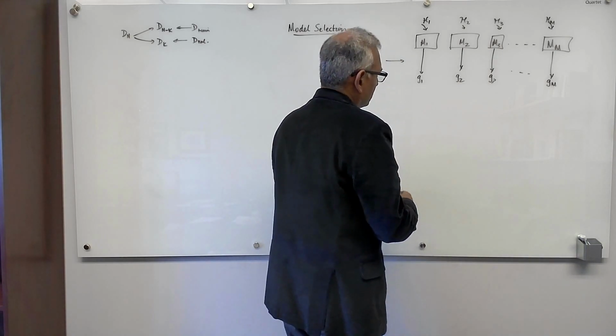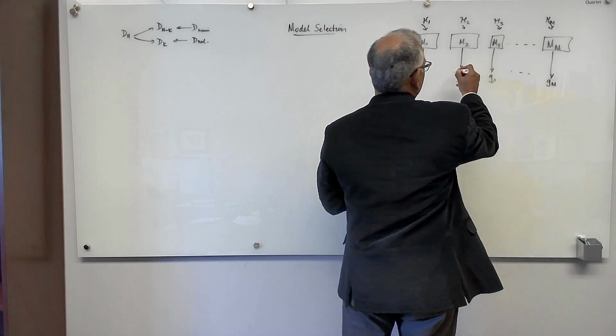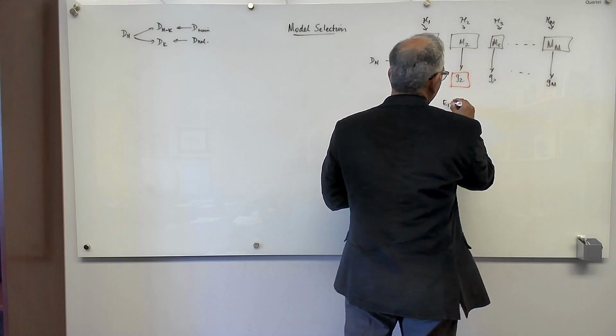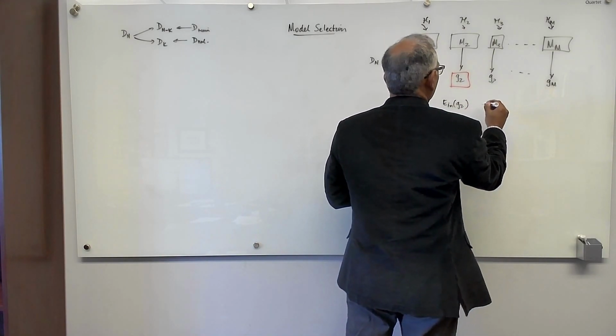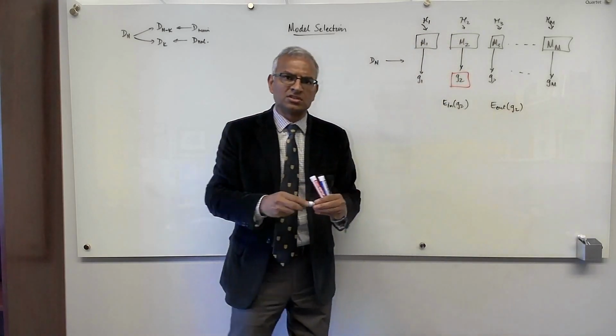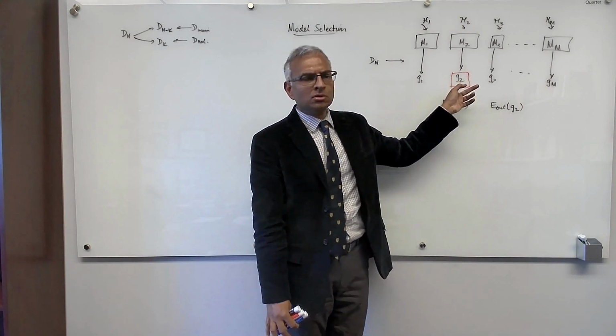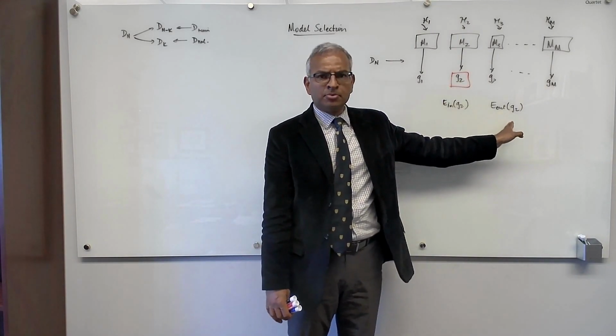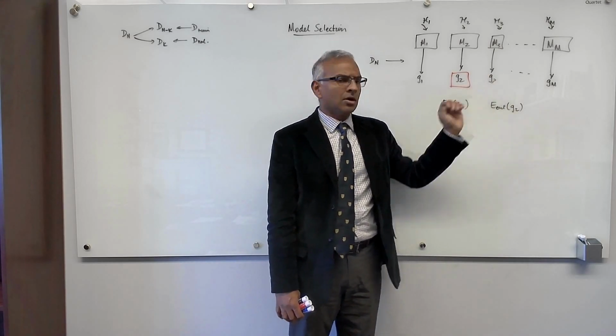So I pick one. Let's say this guy wins. I pick this guy, and I've got E_in of g_2. And what is E_out of g_2? So the first question is, why did I pick g_2? And how do I compute its out-of-sample error, E_out of g_2?